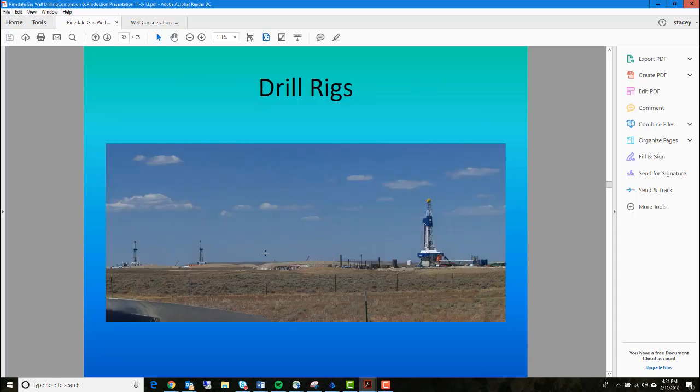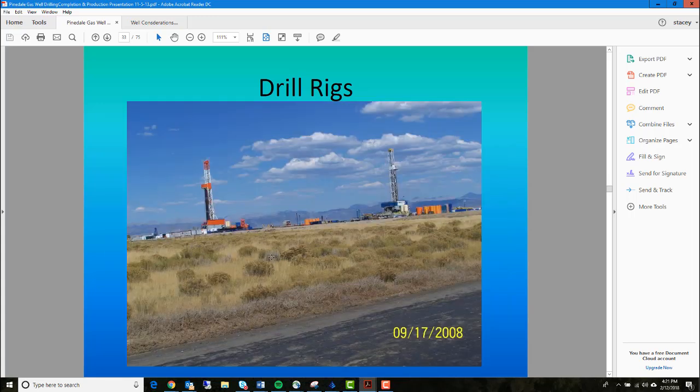Here you see several rigs on site that are drilling quite heavily in this area, and some could be larger rigs than other rigs. Knowing the layouts of each one of these rigs could be different. So it could be a workover rig, which means they're coming back to maybe clean out a hole or do some additional work to it.